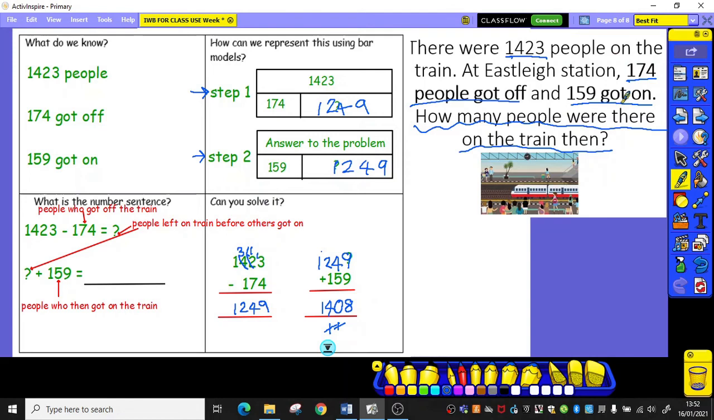Well, the amount that got off and the amount that got on was very similar. So my answer isn't going to be too dissimilar to 1,423, and it's not. It's 1,408. And actually, more people got off than got on. So my number should have reduced, and I can see my number has reduced down from 1,423 to 1,408. Therefore, I'm happy with my answer.